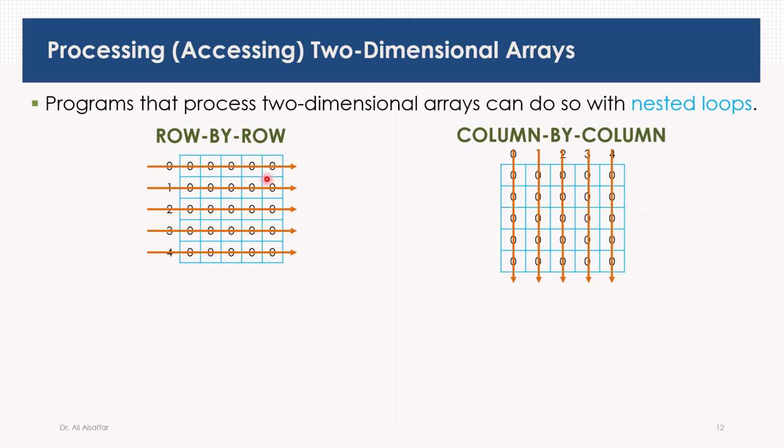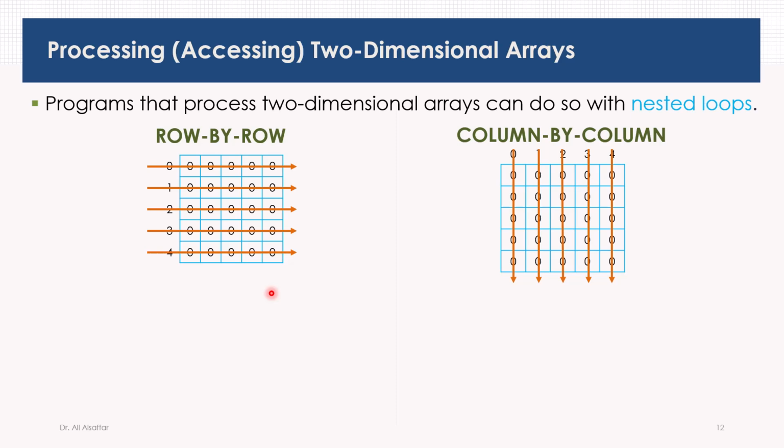Now for row by row, as you see in the animation here, we are visiting the elements from left to right. But you can also visit the elements from right to left. But the point here is that you need to visit the elements row by row. Likewise for column by column, we are visiting the columns from start until the end, but you can go backward as well. But the point again is that you need to visit every column one after the other.